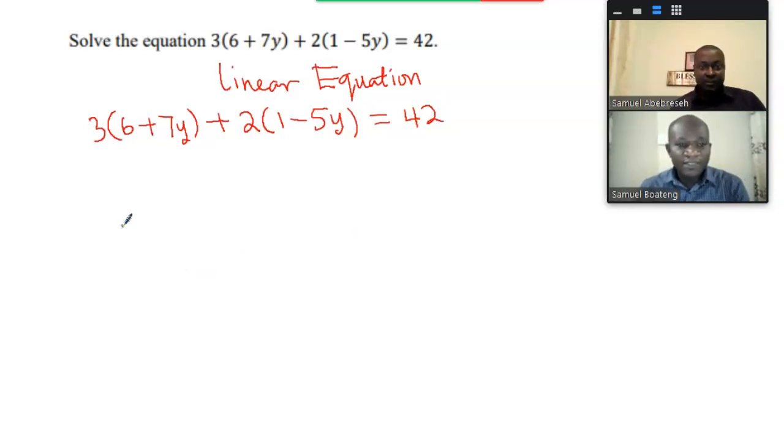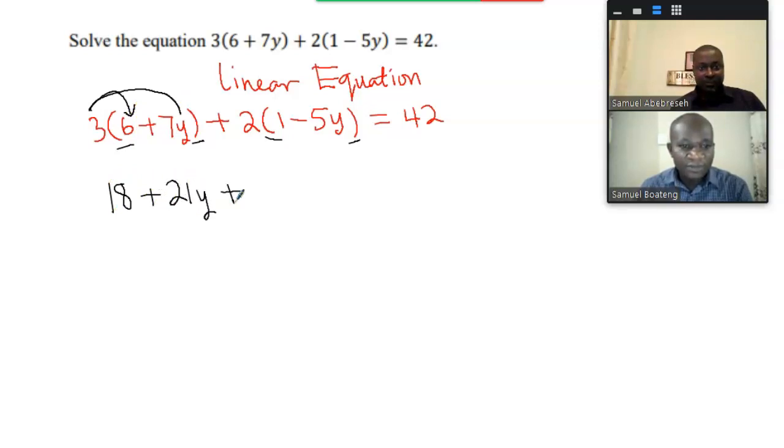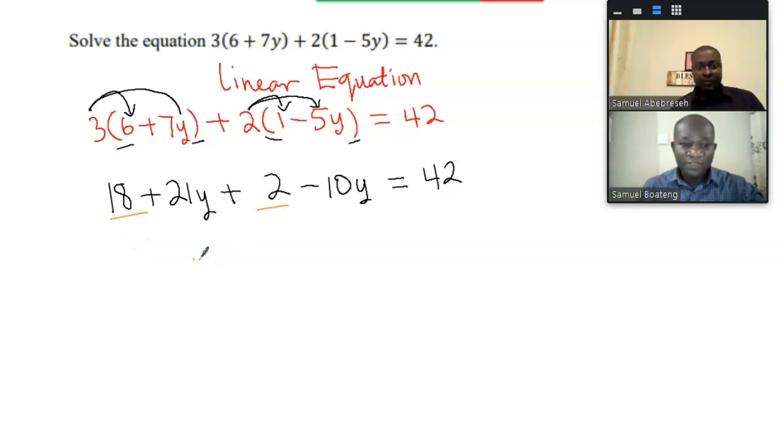First of all, we have brackets and we need to remove them. 3 times 6 will give you 18. 3 times 7y is 21y. Go to the next bracket. 2 times 1 will give you 2. 2 times minus 5y will give you minus 10y, equal to 42. So we have the left-hand side and the right-hand side. On the left-hand side, there are some like terms. We can put 18 and 2 together, and 21y and minus 10y together.